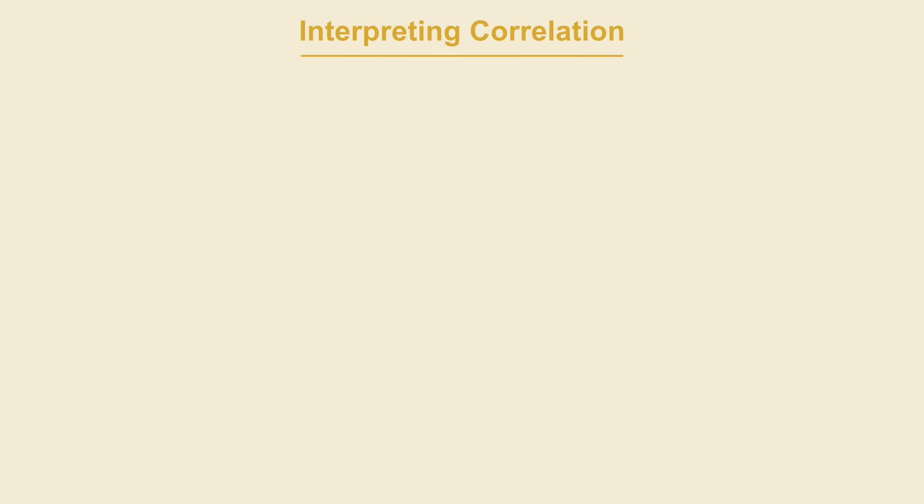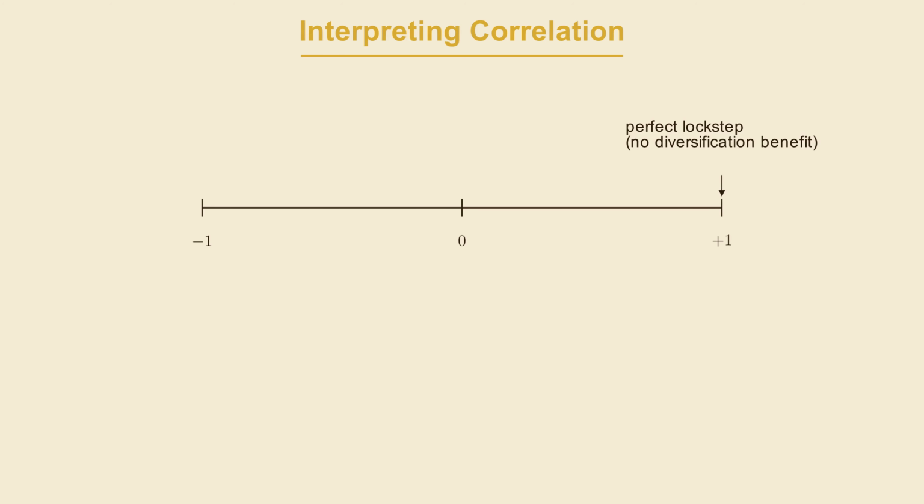Now, what does 0.75 actually mean? Let's build up the interpretation from the endpoints first. Correlation of +1 means that the two variables move in perfect lockstep. Every time one deviates above its mean, the other deviates above its mean by a proportionally identical amount. No exceptions. In finance, a correlation of 1 between two assets means holding both gives you no diversification benefit. It's essentially the same position twice.